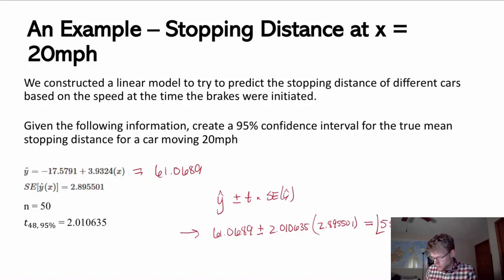For my upper bound, I'm going to get 69.891. So I'm 95% confident that the true mean response for stopping distance, the true average stopping distance for a car traveling 20 miles per hour, is going to be between these two distances.